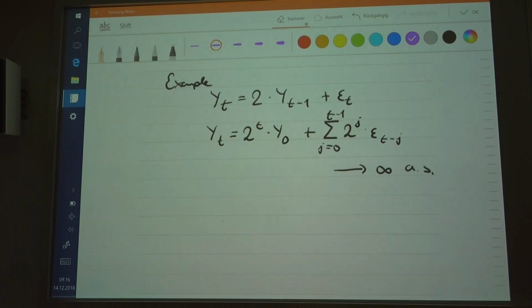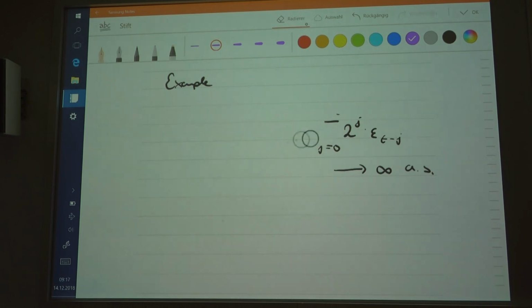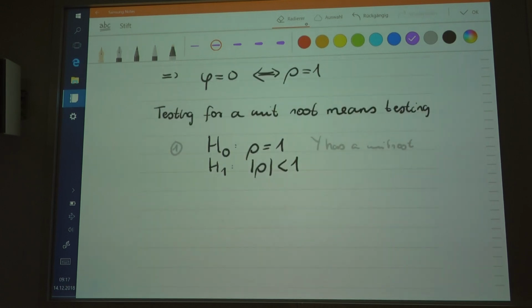Since that process tends to infinity as time converges, because you have the starting value and so on, that would be the observation of the process, and that is something that you won't consider. So basically, the alternative hypothesis is that the process is stationary. So y is stationary.